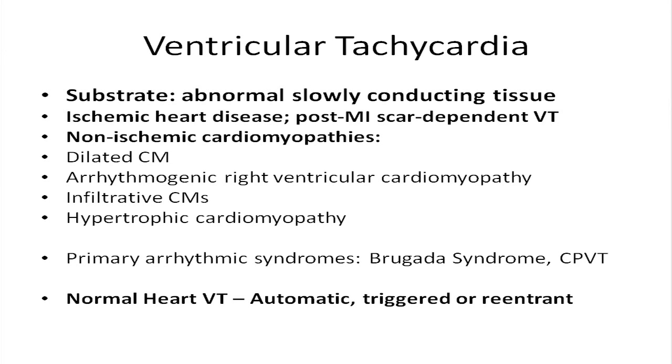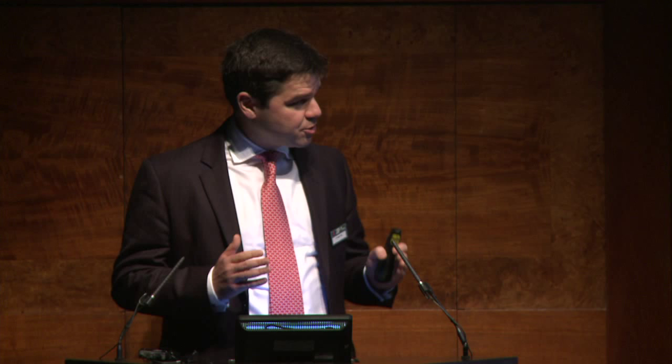Also, non-ischemic forms of cardiomyopathy, which are several: dilated non-ischemic cardiomyopathy, arrhythmogenic right ventricular cardiomyopathy, infiltrative, including sarcoid, amyloid, and such, and also hypertrophic cardiomyopathy. All of these can be associated with VT or VF. And primary arrhythmic syndromes, which we'll touch on later, Brugada syndrome and catecholaminergic polymorphic VT. There's also an entity of normal heart VT, which we really like to see, which is highly ablatable and recognizable, which we'll talk about, which can be automatic, triggered, or reentrant mechanisms.